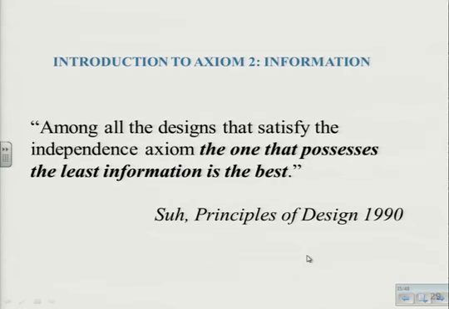All right, let's leave Axiom 1 for a moment, and we'll be getting back to that. And let's take a look at Axiom 2. So suppose we've got a nice diagonal matrix. So the independence axiom is well satisfied, or we've got two designs where we've got an equal amount of independence. The one that possesses the least information, then, would be the best.